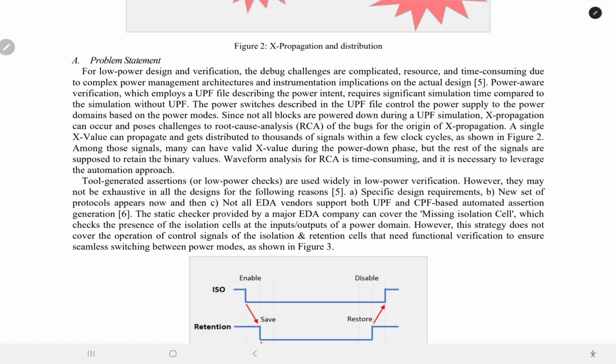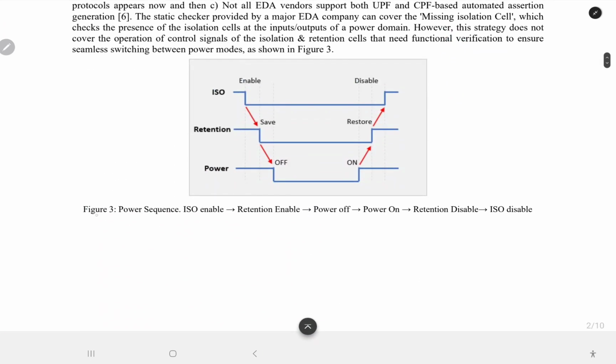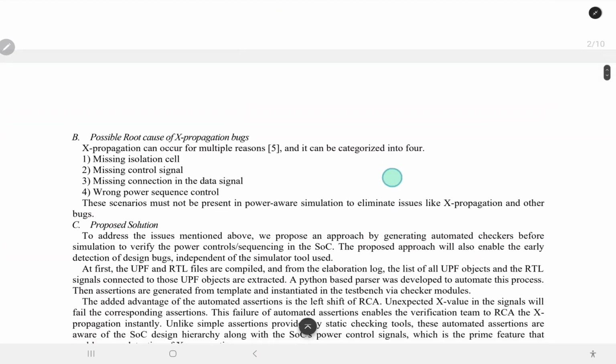The static checker provided by a major EDA company can cover the missing isolation cell check, which checks the presence of the isolation cells in the input and output of the power domain. However, this strategy does not cover the operation of the control signals of the isolation and retention cells, which need functional verification to ensure seamless switching between power modes, as shown in Figure 3. Figure 3, power sequence: ISO enable, retention enable, power off, power on, retention disable, ISO disable.